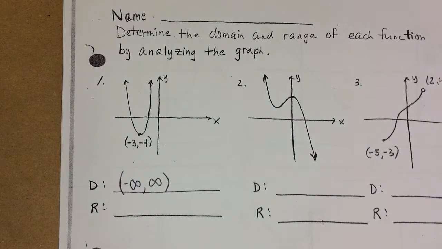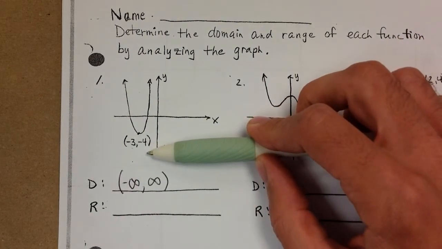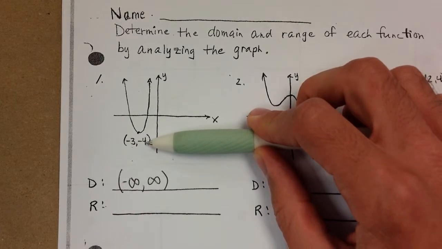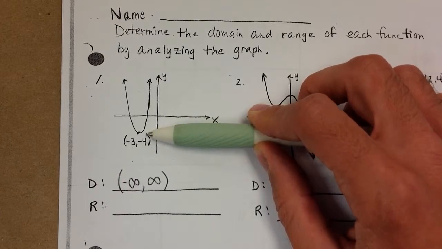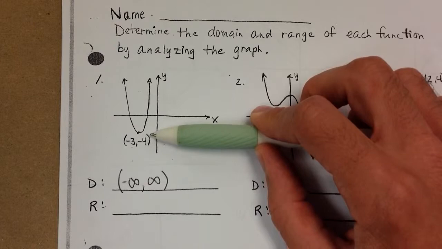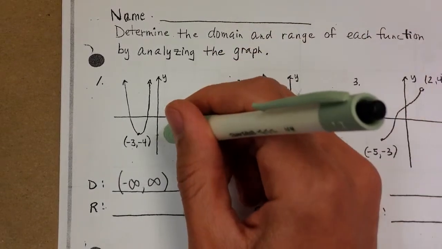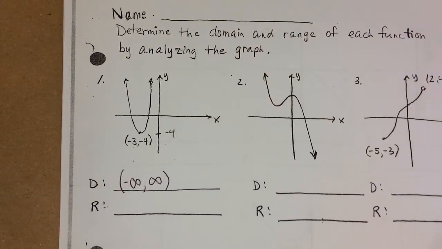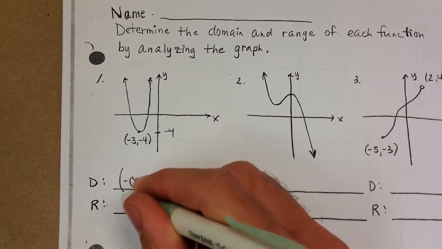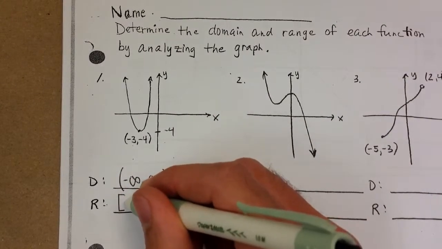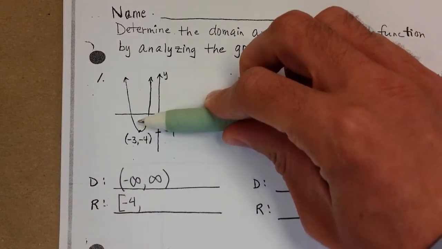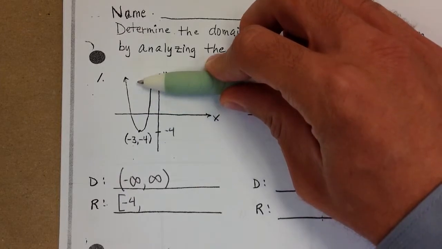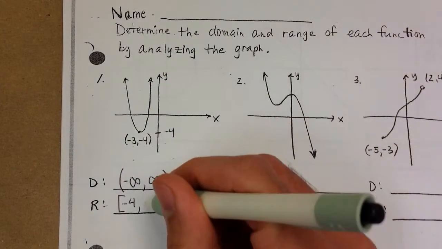Okay? And then the range, what I do is I go from the bottom to the top, and I locate my starting point. Shout it out, what is it? Yeah, but because I'm talking about range, which one do I care about? -4. That is the lowest y value that this function has. And it's not an open circle, so I will choose a square bracket. And then I continue going up. Got stuff, got stuff, got stuff, all the way up to positive infinity.